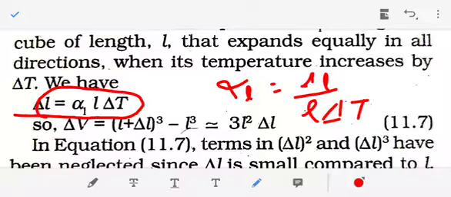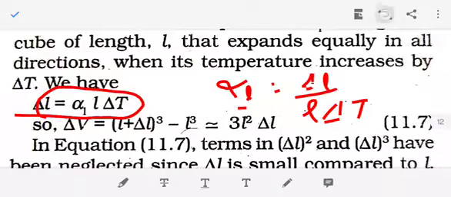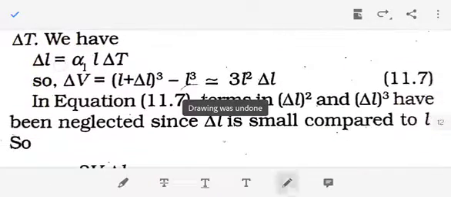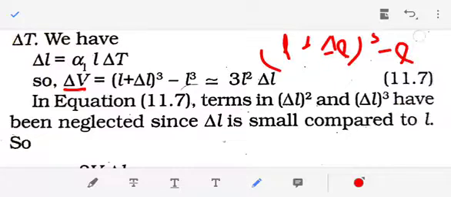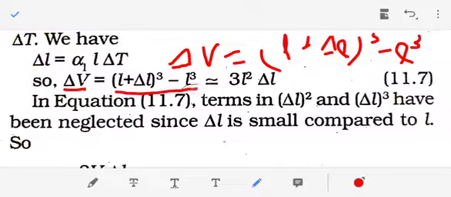That means delta L will be equal to alpha L times L delta T. This is delta L, and delta V, here the delta V will be equal to what? Because the new volume is (L plus delta L) whole cube and the original volume was L cube. So this will be delta V, the change in volume. Change in volume will be the new volume minus the original volume.